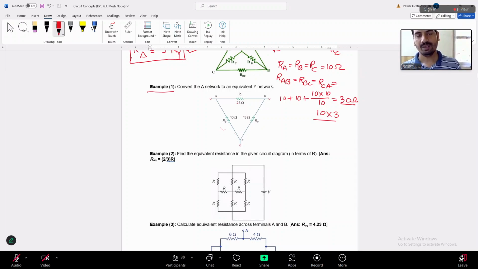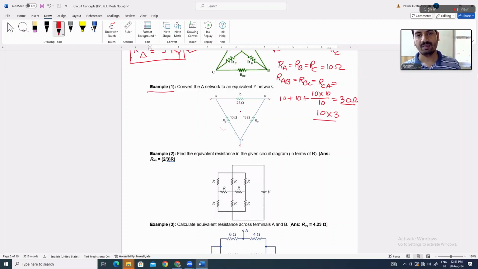कैसे करेंगे? जैसे हमने पहले बताया, डेल्टा से स्टार में यहाँ पे एक common node लिया जाता है और यहाँ पे एक resistance आएगा, एक यहाँ पे resistance आएगा और एक यहाँ पे resistance आएगा, और इनकी value फिर हमें further calculate करनी है. अगर ये n है, so हमारा ये RBN होगा, ये होगा RAN और ये होगा RCN.